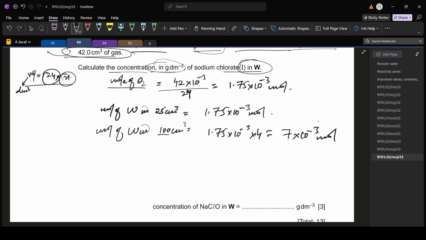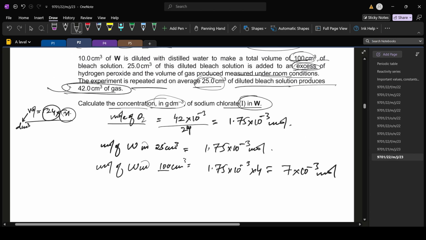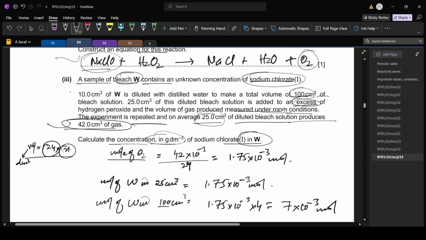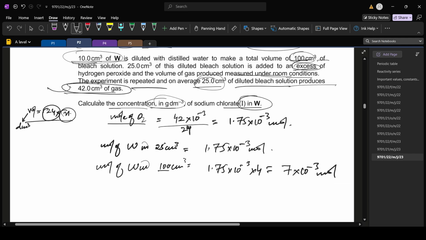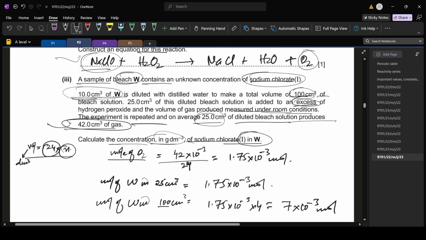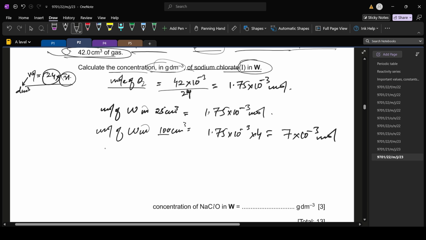Okay, now you have calculated the moles and the volume is given, which is 10 cm cube of W. So now we will calculate the concentration of W, or this sodium chlorate in W. Okay, so 10 cm cube of this W is used, so you will calculate the concentration of sodium chlorate.